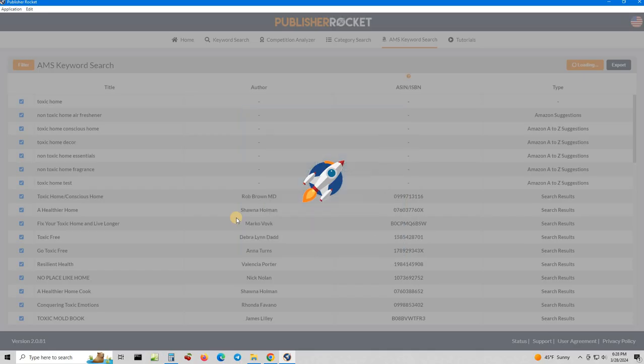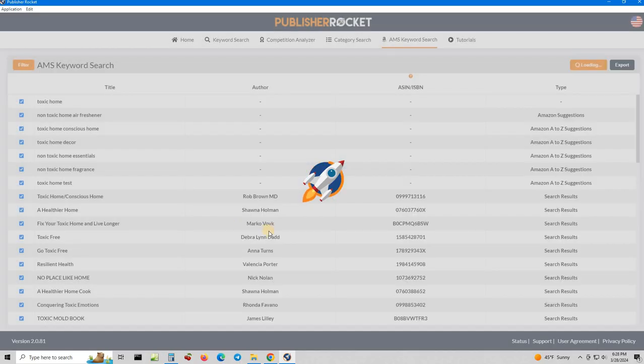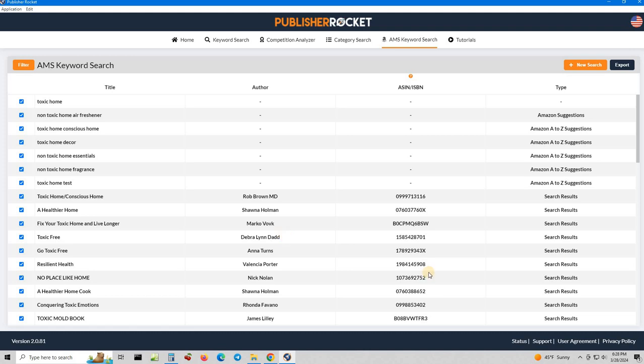So let's see what we got for Toxic Home in the physical books in Amazon. So here they are, search results and suggestions. A lot of these might work. Here's your book showing up. You're in a very small pool, so you could easily be a big fish. But unfortunately, that small pool has very few buyers. And when I say pool, I'm talking about keyword. We might as well own this whole entire keyword.